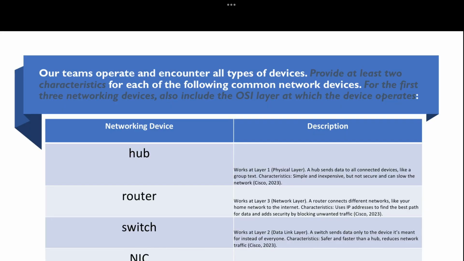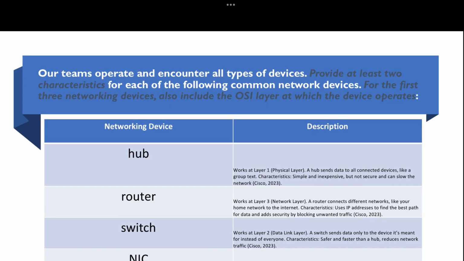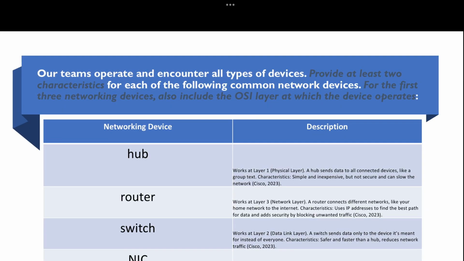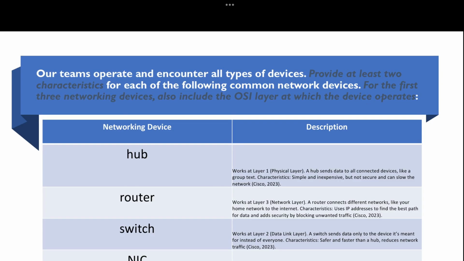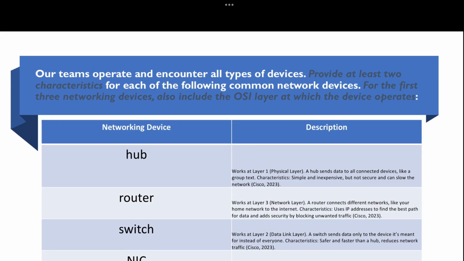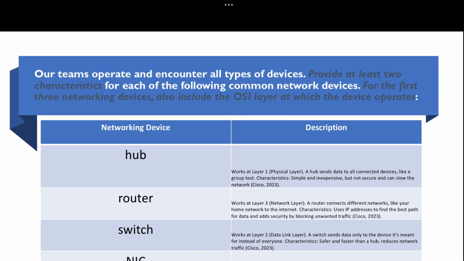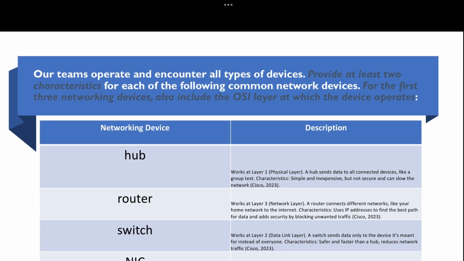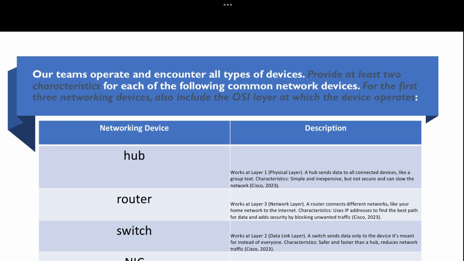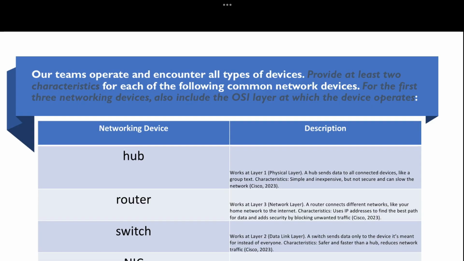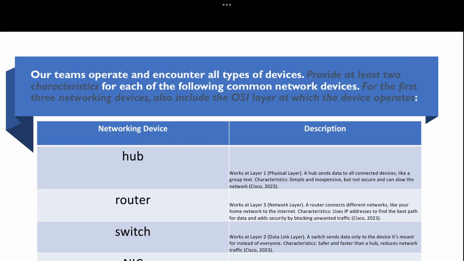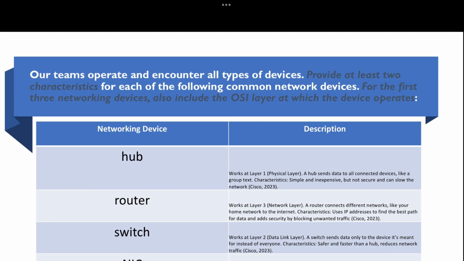The next question is, our teams operate and encounter all types of devices. Provide at least 2 characteristics for each of the following common network devices. For the first 3 networking devices, also include the OSI layer at which the device operates. The hub, layer 1, sends data to all connected devices. It's simple and cheap, but it's inefficient.